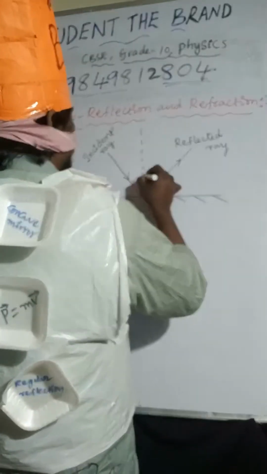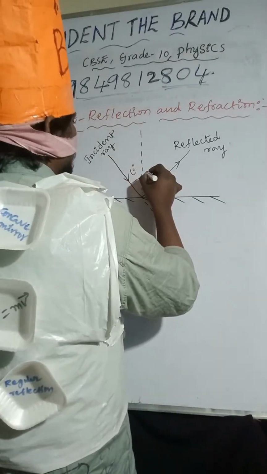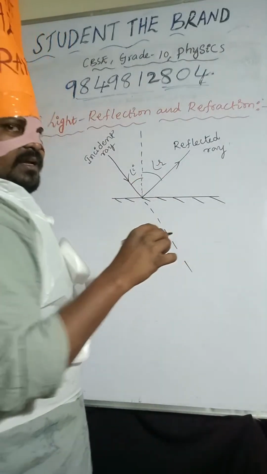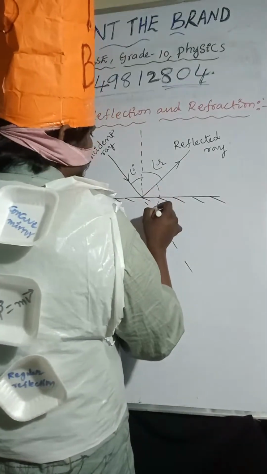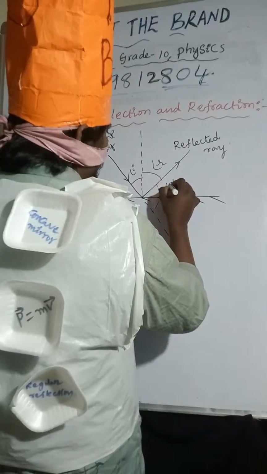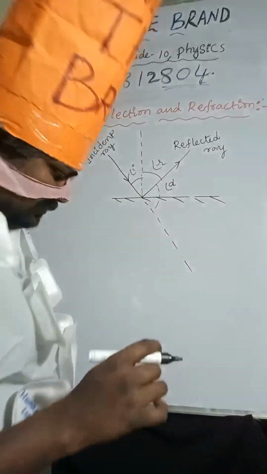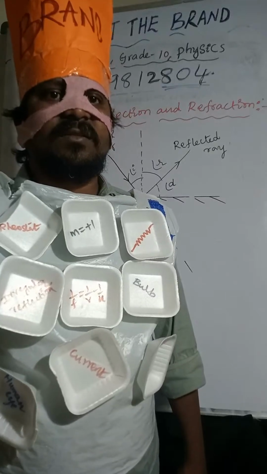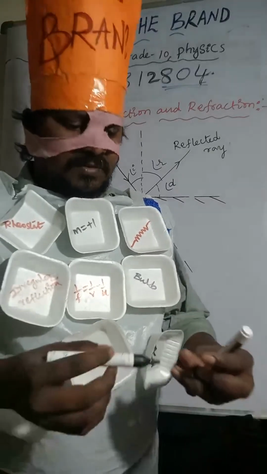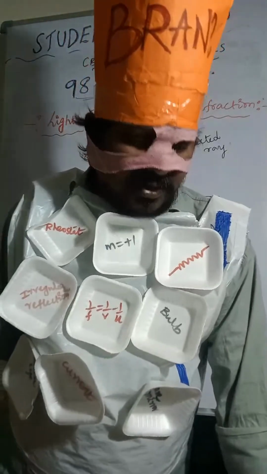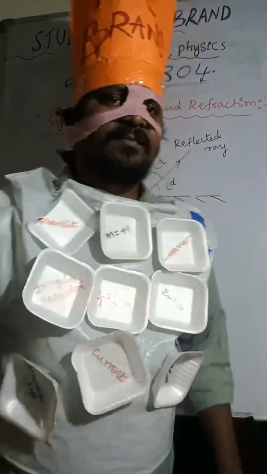The angle between the incident ray and the normal line is called the angle of incidence. The angle between the reflected ray and the normal line is called the angle of reflection. The angle between the reflected ray and the undeviated line is called the angle of deviation. The bouncing back of light from the reflecting surface is called reflection of light.